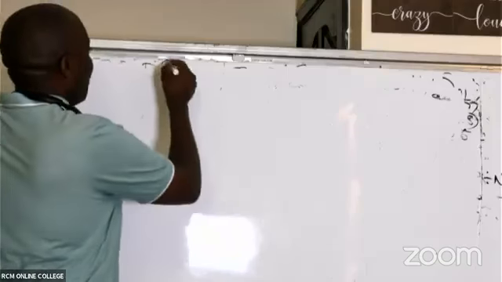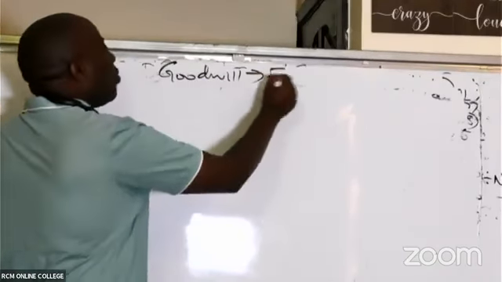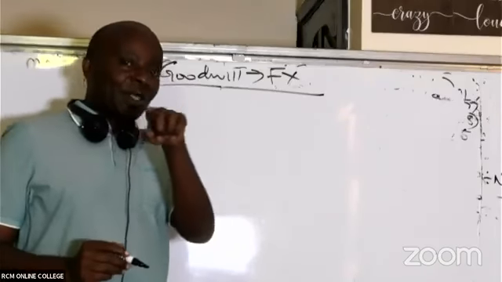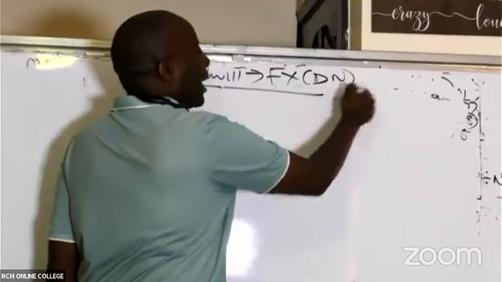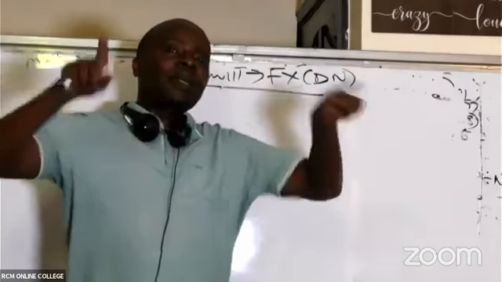To get goodwill, if it's a foreign subsidiary, this goodwill must always be computed in terms of FX, foreign currency. In this case, we shall use dinars first. So you compute the whole of it and then you translate later. The same case with net assets.